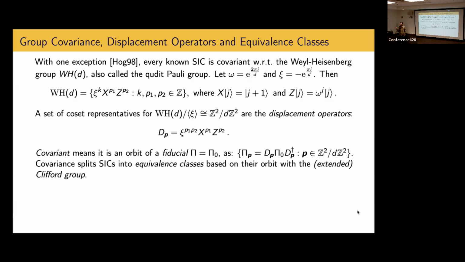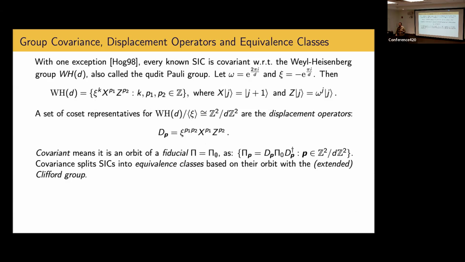If I look at the conjugation action on states, then this overall phase doesn't matter. And then this action is actually abelian. In fact, if I mod out this center, this phase, then I just get the group Z mod D cross Z mod D. So I get 2 copies of the cyclic group mod D. Okay, so what does covariant mean? It just means that these SICs are generated as the group orbit of the action of these displacement operators.